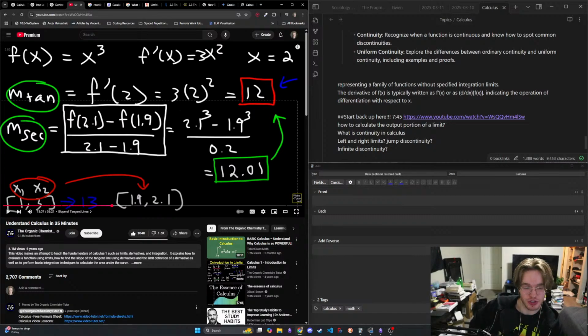Okay. So he's using, not the slope-intercept form, but I guess the slope formula of y2 minus y1 over x2 minus x1. And then he's using a limit to specify this particular point that we want the slope for.